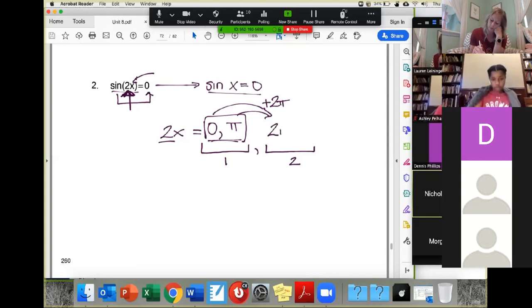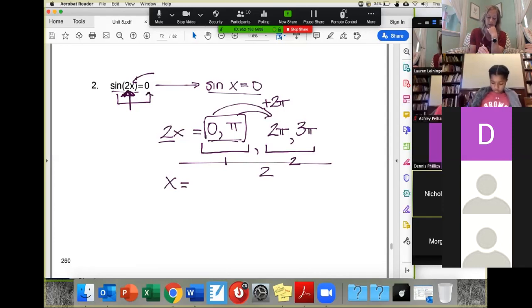2 pi. 3 pi. If I add 2 pi to pi, what do I get? 3 pi. Okay, now, we had just said to get our answers for x, we're going to divide everything by 2. Let's see what happens when we divide all 4 of our answers by 2. Are they all going to be between 0 and 2 pi?